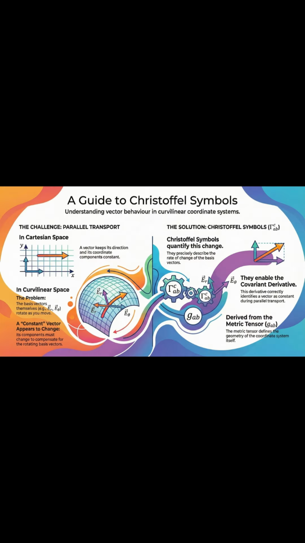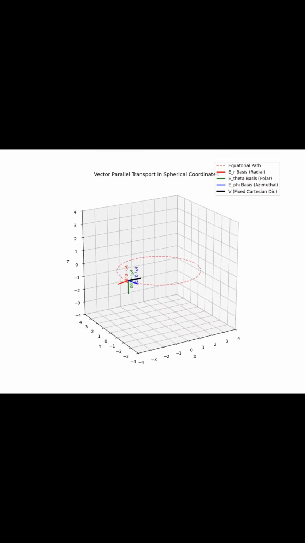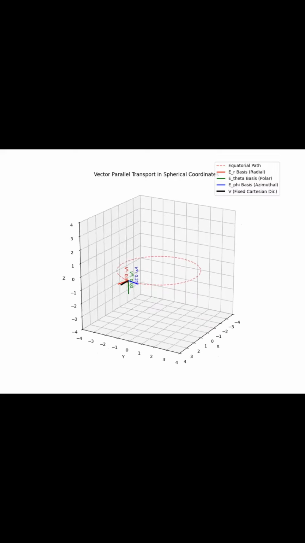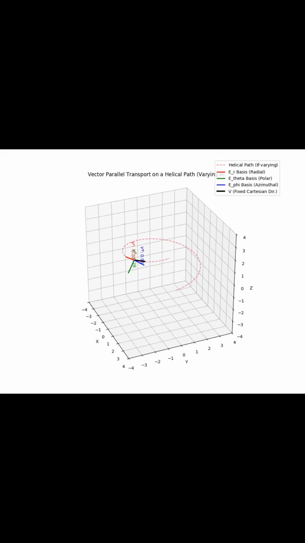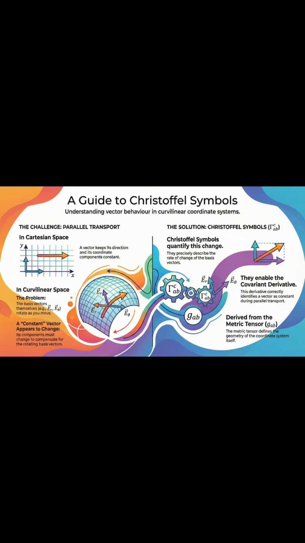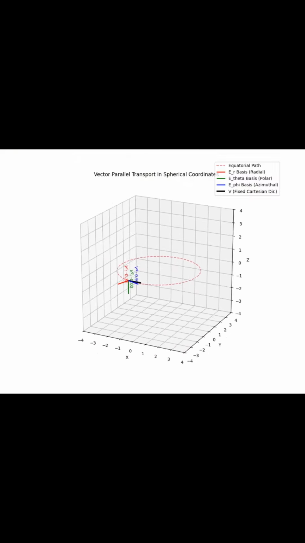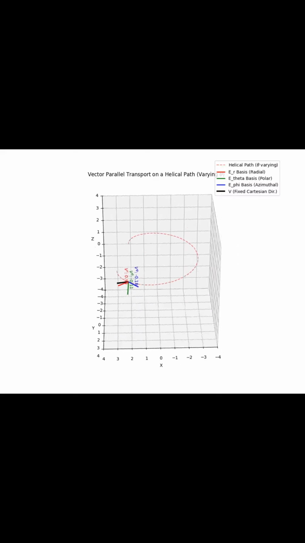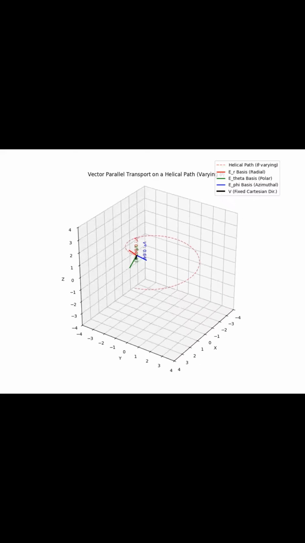First, let's talk about why we even need them. Imagine a vector just sitting there, pointing straight in a simple Cartesian grid. Easy, right? But if you describe that same vector in a curved system, its components start changing all over the place, even though the vector itself isn't moving. Christoffel symbols are the correction factor. They tell us precisely how much the components have to change just to make sure the vector is truly maintaining its direction.